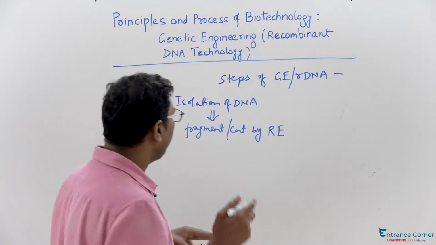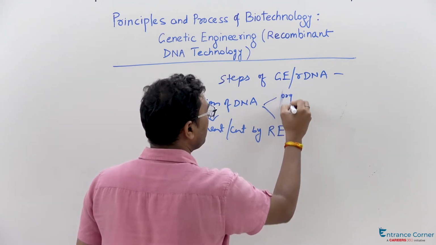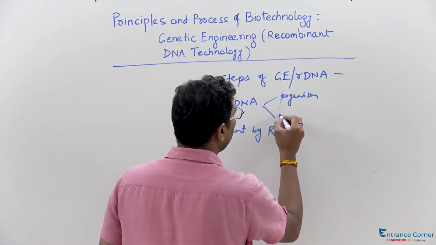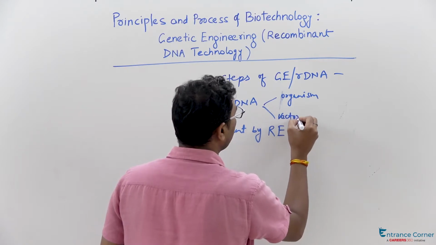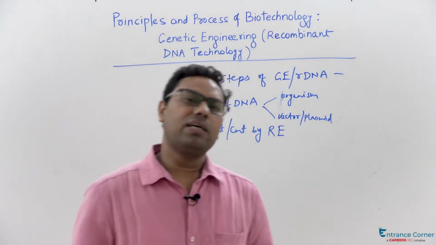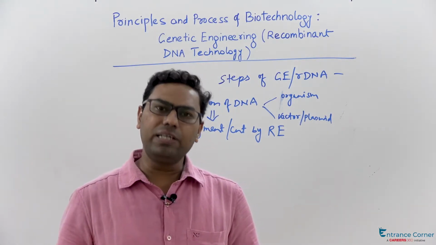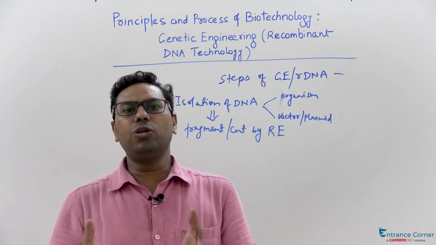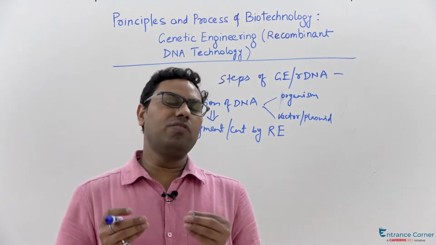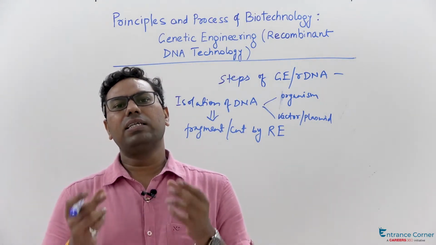So the two types of DNA we want here: one DNA which is coming from the organism that we would like to manipulate, and the second DNA which is coming from this vector or plasmid. Let me explain what a vector is. A vector is a kind of DNA that has the ability to take up, or incorporate, the foreign DNA molecule, ultimately with the help of the particular enzymes called DNA restriction endonucleases, as well as the DNA ligase.